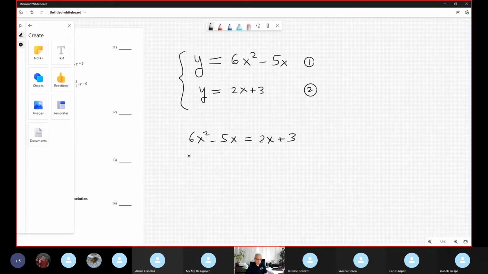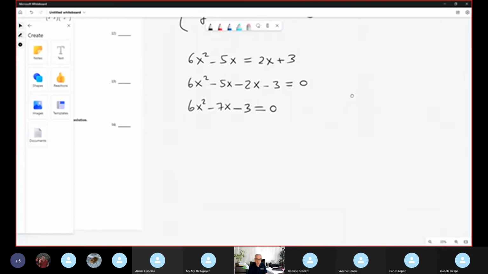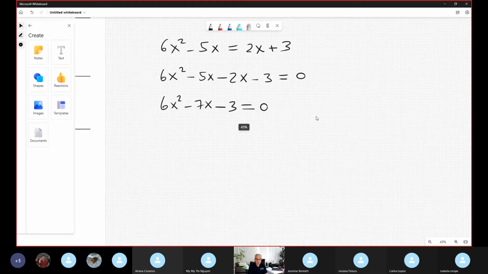Let's move everything to the left. And we have 6x squared minus 5x minus 2x minus 3 equals 0. We combine like terms: 6x squared minus 7x minus 3 equals 0. Okay, to solve this quadratic equation, you can use the quadratic formula. But I prefer in this case, because it's relatively easy, at least for me, factorization.